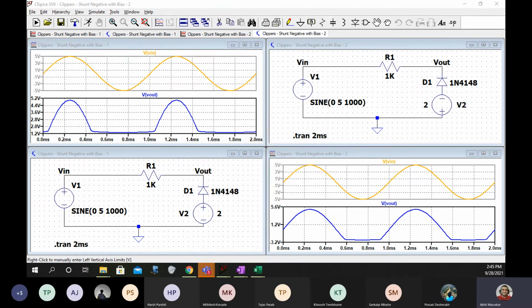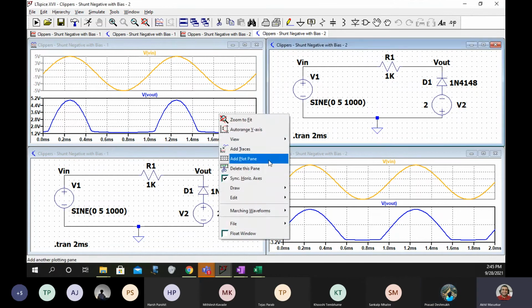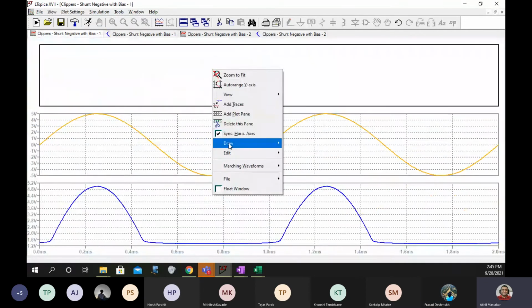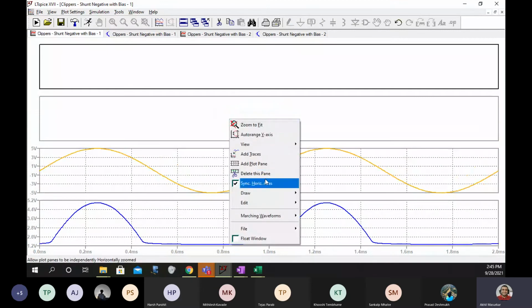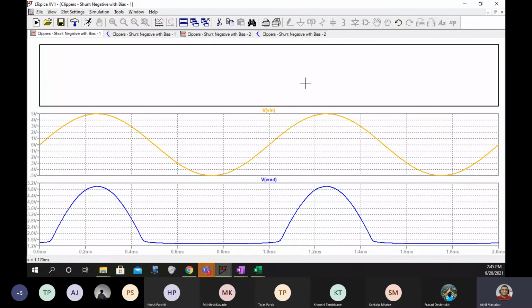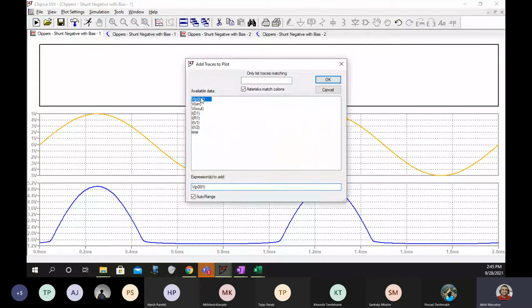Hello, sir. Yes, Prasad. Sir, for the shunt negative clipper with bias 2 and with bias 1, both graphs are the same. No, both are not the same. They may be looking the same. So you add one more plot plane, see here, and then you add both of them on the same graph. You can add V in, V out on the same graph.